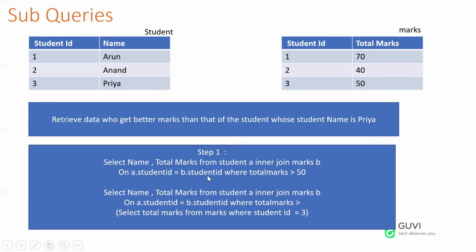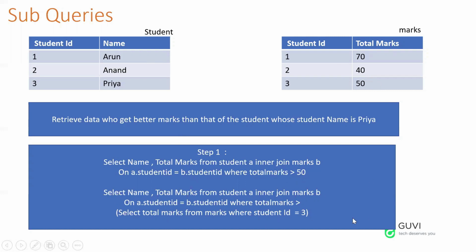Ideally, this is a way to write this query, but you don't want to hardcode Priya's marks value here, because in the next exam she might get some other marks, and you don't want to go back and modify this query. So we have to write another query where we dynamically retrieve Priya's marks and then compare them with the total marks. How do we do that?